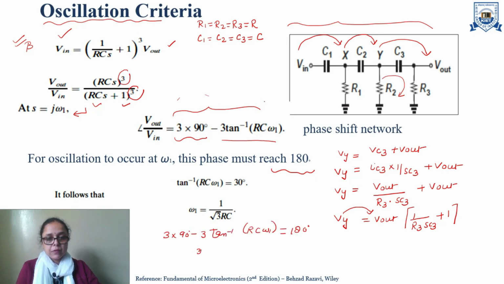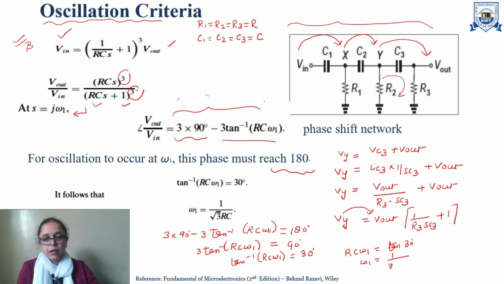From this expression we will get 3 tan inverse RC omega 1 equal to 90 degrees, and from this we will get tan inverse RC omega 1 equal to 30 degrees. So RC omega 1 will be tan 30 degrees. From this expression we will find out omega 1, and omega 1 will be 1 upon root 3 RC. So this is the frequency of oscillation of this oscillator.